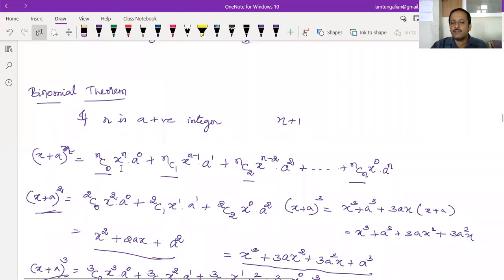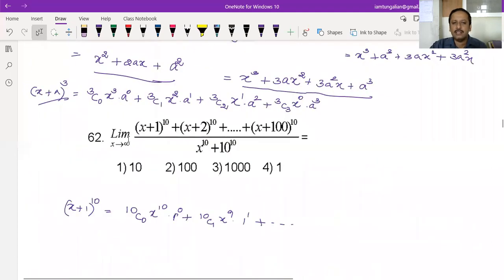You just observe, the first term contains xⁿ, next xⁿ⁻¹, then xⁿ⁻², xⁿ⁻³, and so on till x⁰. So the power of x goes on decreasing and it reaches 0. Every term it is decreasing by 1. Therefore, the expansion of (x + 1)¹⁰ is a polynomial of degree 10. That is the only thing that I want from this.